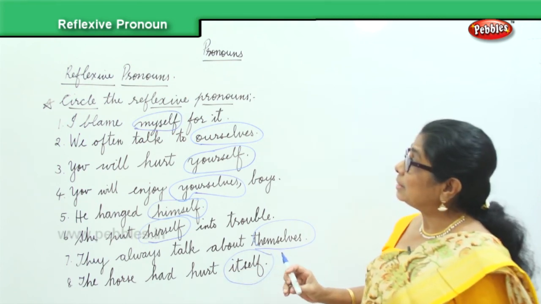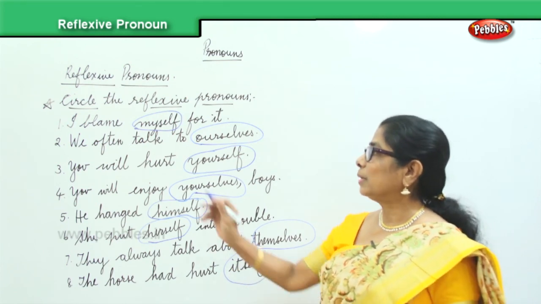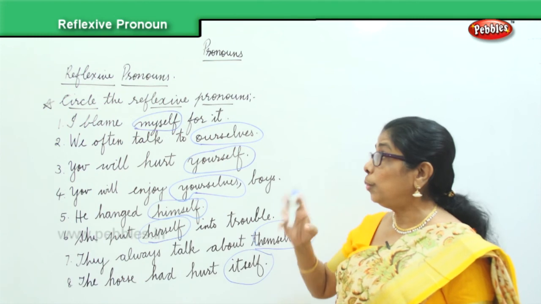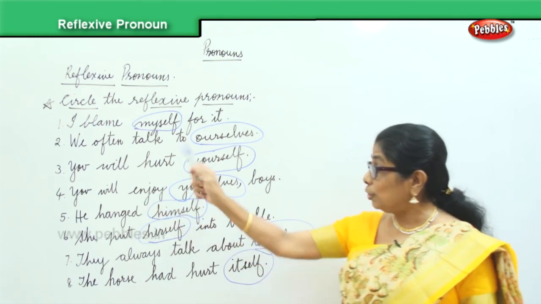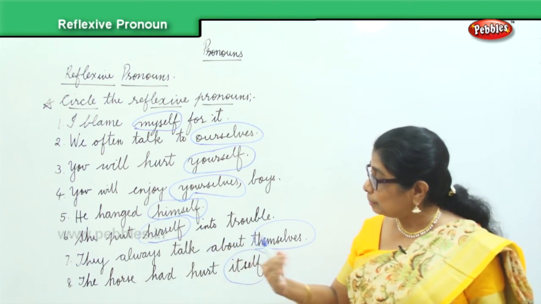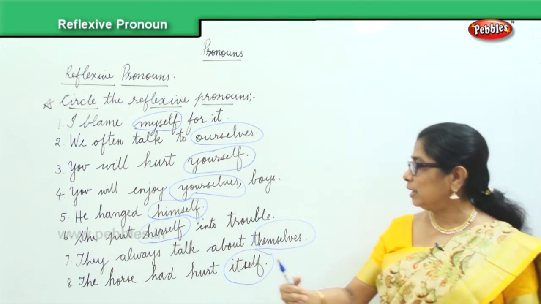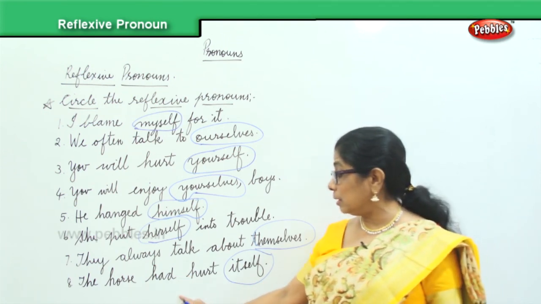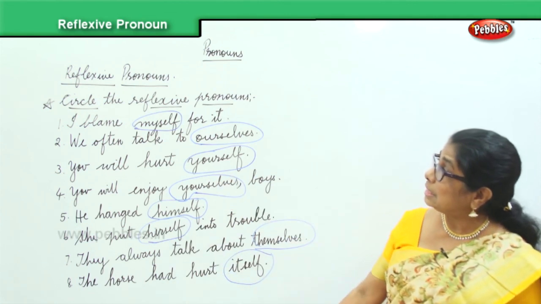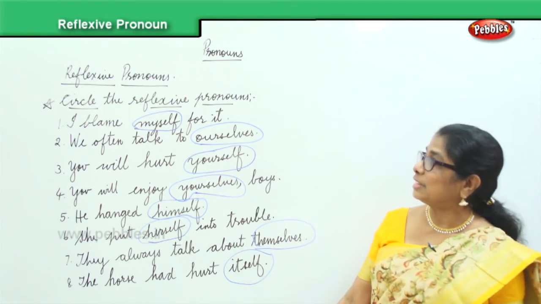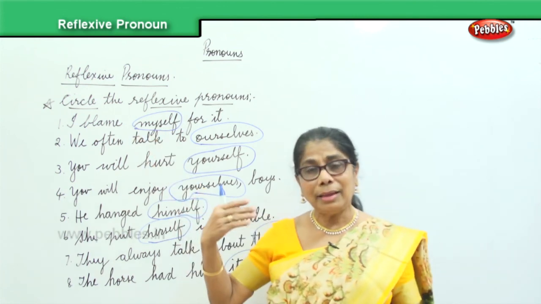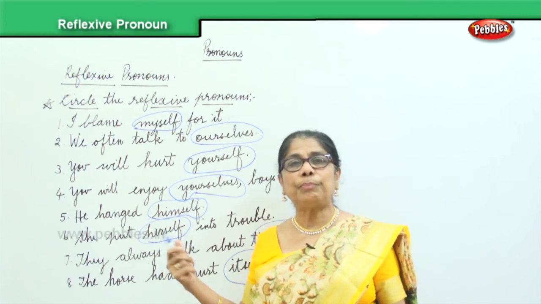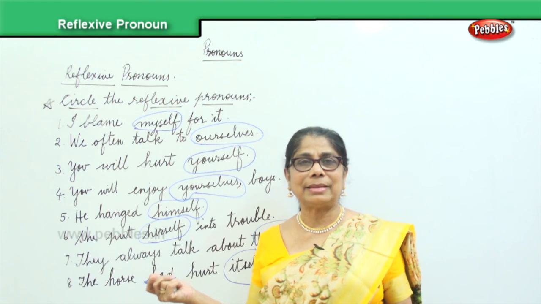In all this, these are reflexive pronouns. What I am doing, I do it myself. We often talk to ourselves. You will hurt yourself. You will enjoy yourselves, boys. He hanged himself. She put herself into trouble. They always talk about themselves. The horse had hurt itself. In all, these circled pronouns are reflexive. When I say I'm doing it myself. So we identified reflexive pronouns in these sentences. And that's what we have done.